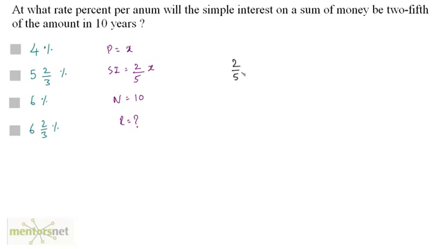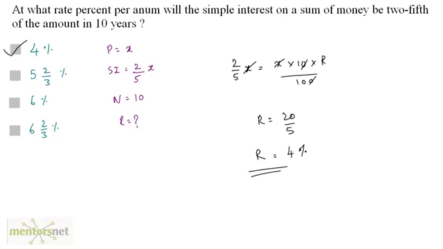So 2 by 5 X is equal to X times 10 times R upon 100. This 0 and this 0 get cancelled out, and this X and X cancel out. So we have R is equal to 2 times 10, that's 20 by 5. Therefore R is equal to 4, since 5 times 4 is 20. So 4% is the rate of interest. So option A is the correct answer.